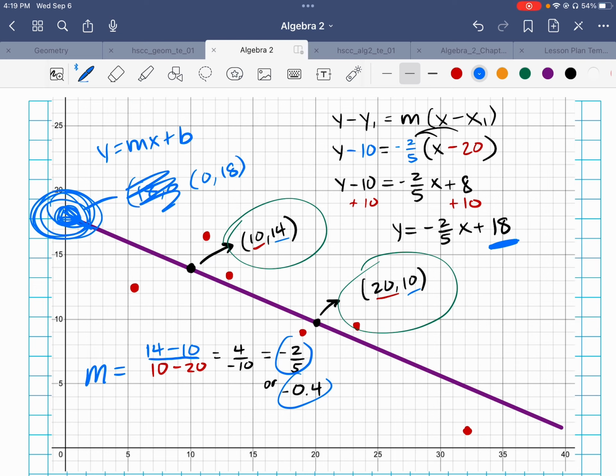So what is the answer to the line of fit? It is the purple line given by the 2 points on the purple line with the slope of negative 0.4 or negative 2/5, that comes down to the equation y equals negative 2/5 x plus 18. This is how we do line of fit.